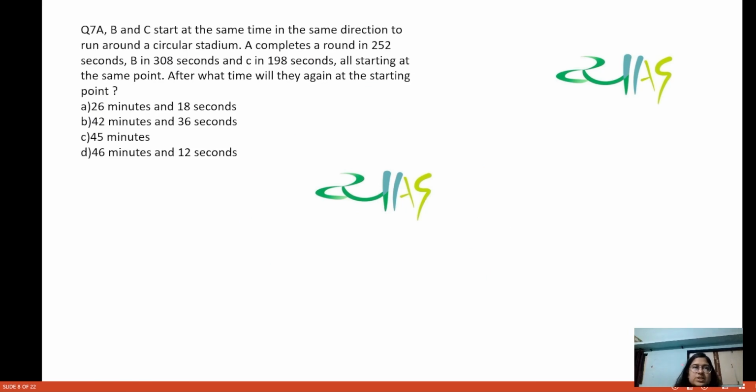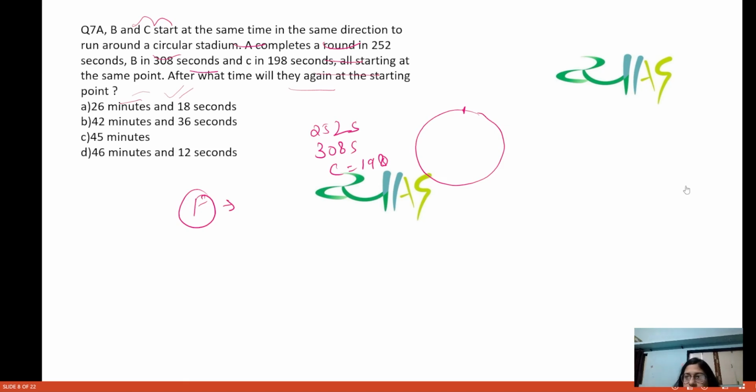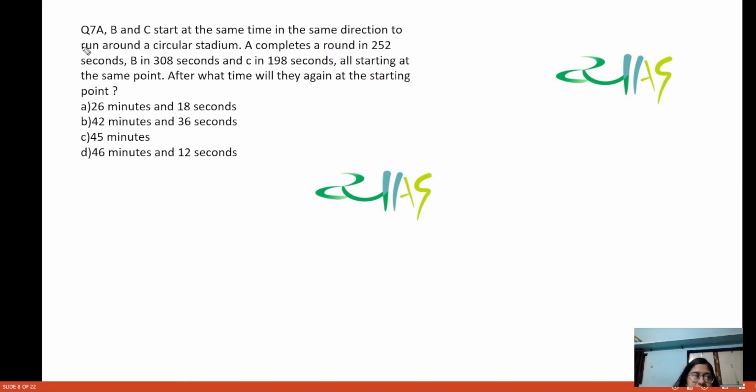Now you see this question: A, B, C start at the same time in the same direction to run round a circular stadium. Okay, guys, look at this question. You have A, B, C start at the same time in the same direction to run around a circular stadium. A completes a round in 252 seconds, and B in 308 seconds, and C in 198 seconds. All starting at the same point. After what time will they start again at the starting point?